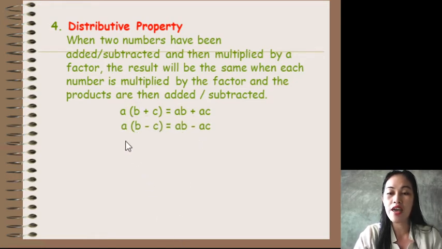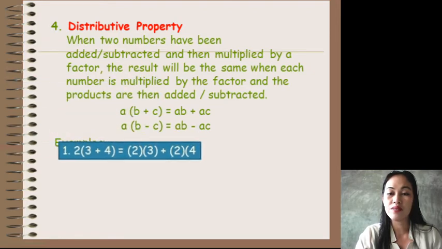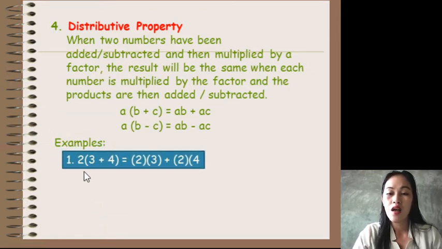Also, we have A times the difference of B and C. A times B is AB, minus A times C is AC. Let's take a look at these examples. First, 2 times the sum of 3 and 4 is equal to 2 times 3 plus 2 times 4.